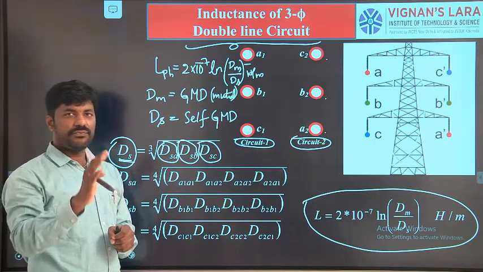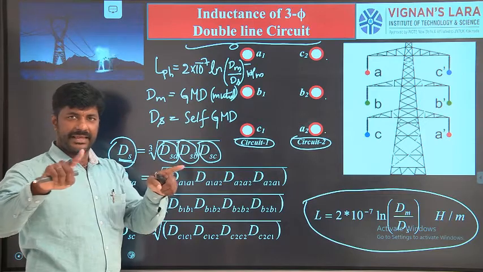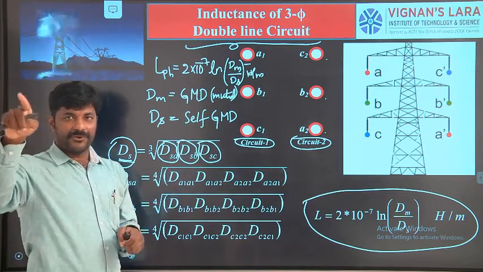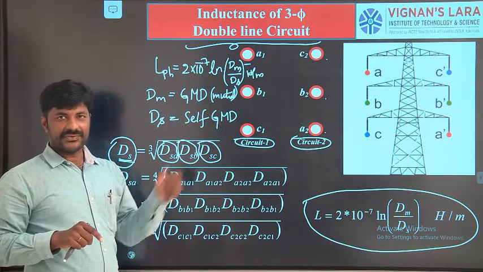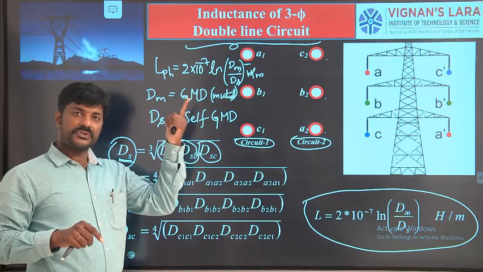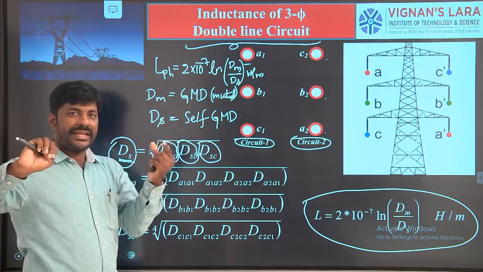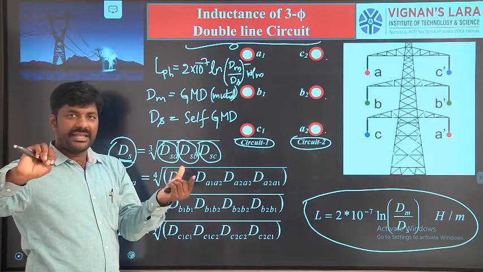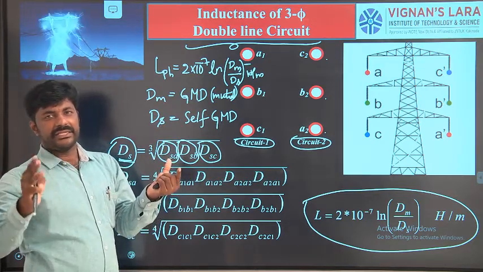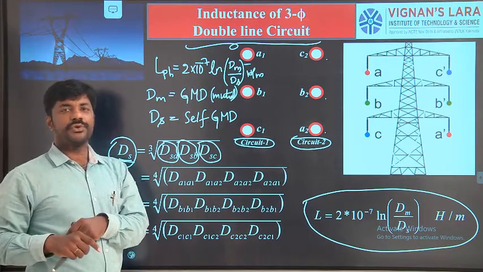If 4 terms are there, 4 distances, you multiply them and put it whole to the power 1 by 4. Right? That's what we have observed previously for the transposed line. For a transposed line, 3 different distances are there, DAB, DBC, DCA. To get the equivalent distance, what we got in the derivation was the product of all those 3, DAB, DBC, DCA, whole to the power 1 by 3, called the cube root.